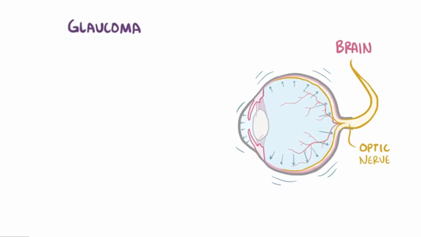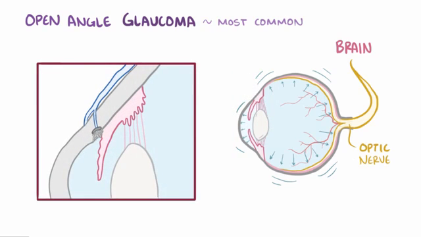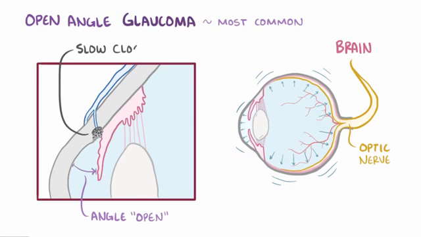Now, there are a couple types of glaucoma. First, there's open angle glaucoma, which is actually the most common, and it has this name because the angle between the cornea and the iris is open. In this type, the drainage system slowly gets clogged over time, and so there's this gradual increase in pressure on the optic nerve.